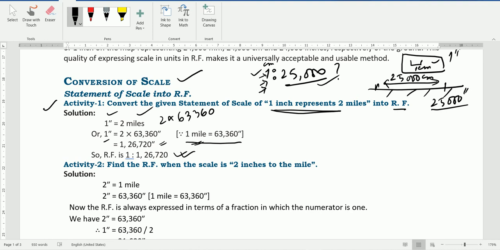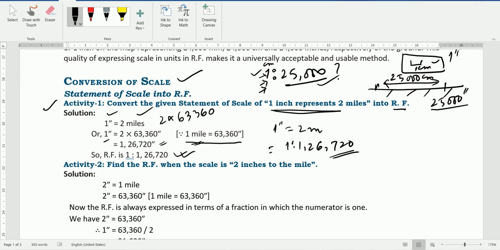So it means that 1 inch representing 2 miles is equal to 1 is to 1,26,720. So this is the RF.